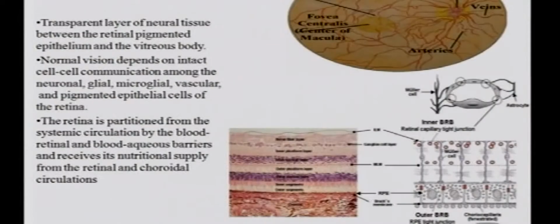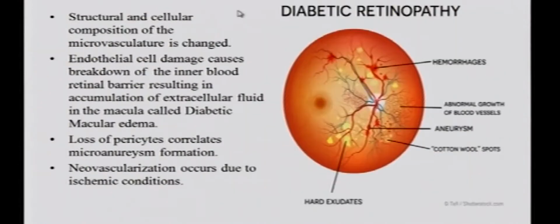So I'll be speaking on aqueous biomarkers in diabetic retinopathy. We all know that in the normal retina, the retina is partitioned from the systemic circulation by the blood-retinal and the blood-aqueous barriers, but yet it receives its nutritional supply from the retinal and choroidal circulations. So there is bound to be some area of interface.